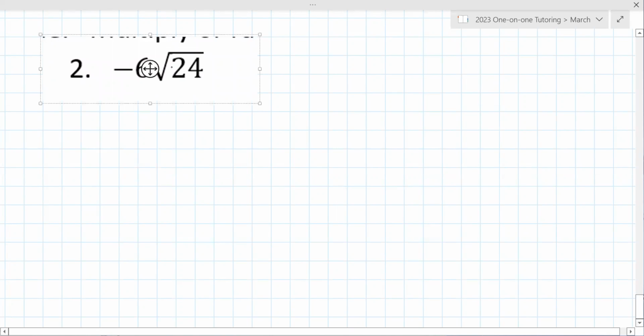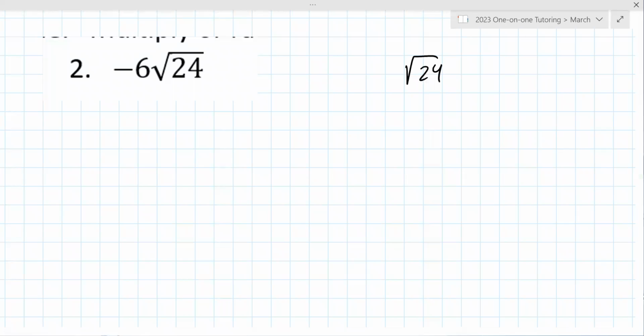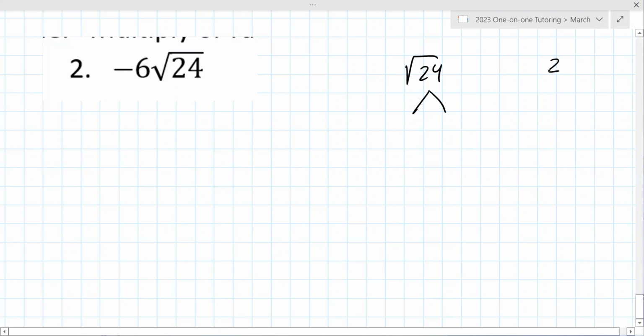All right, so notice there's a square root of 24. That's kind of like the last problem. This -6, just ignore it for the moment. We'll deal with it at the end. We're going to do the same thing. We're going to start with 2, and see, is 24 divisible by 2? Yes, it is. 2 times 12.